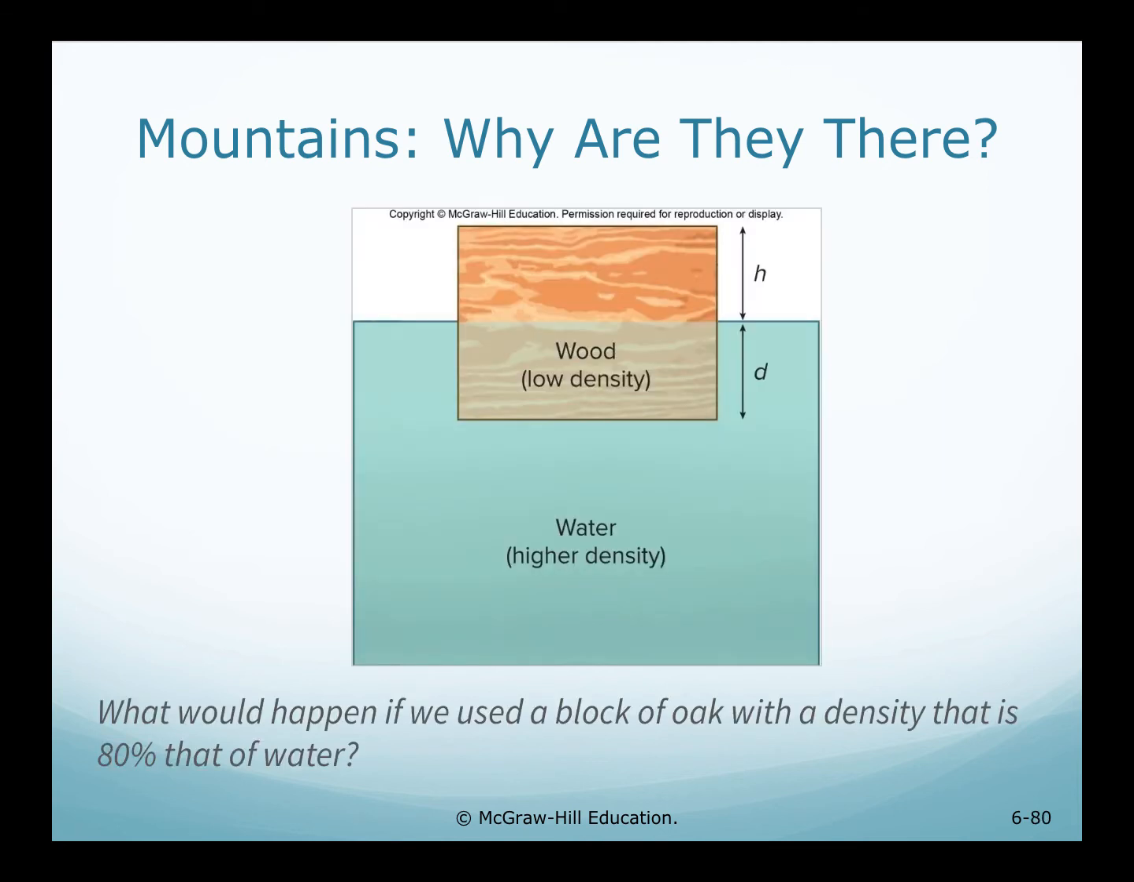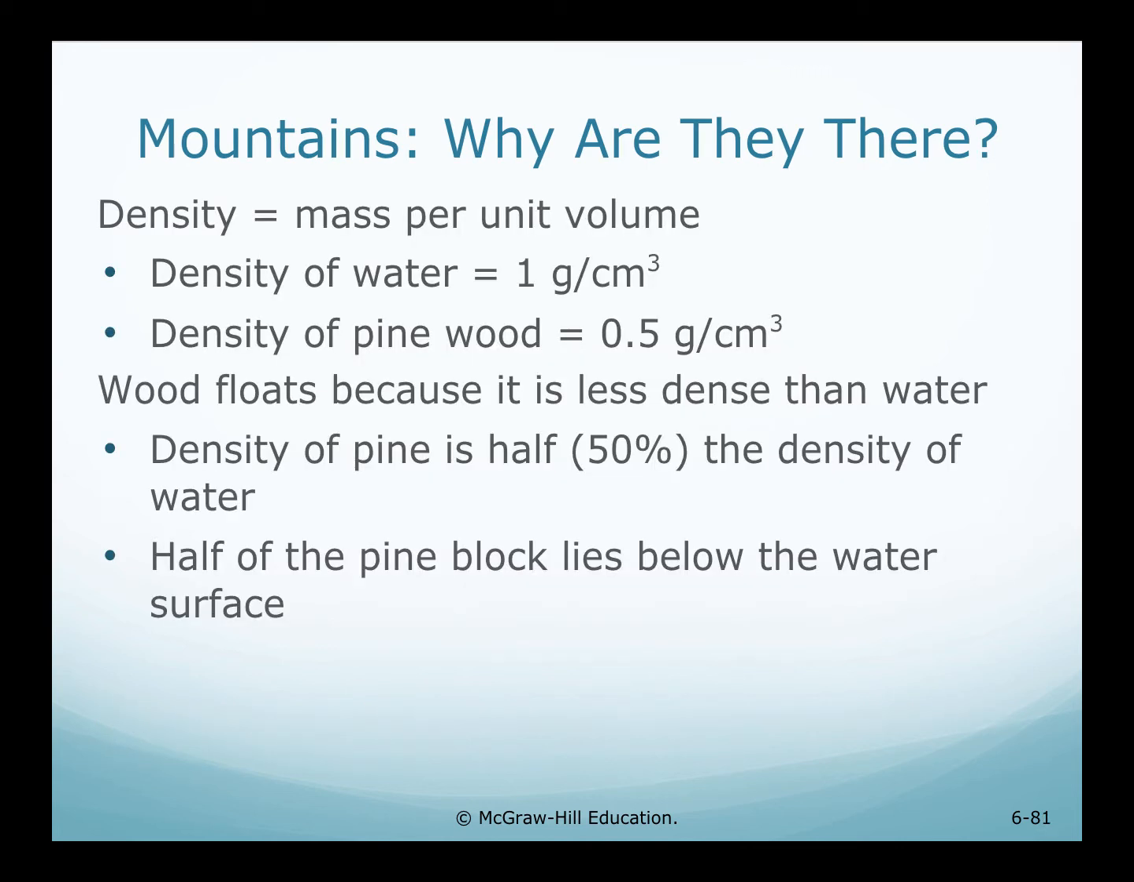What would happen if we used a block of oak with a density that is 80% of water? Well, density is mass per unit volume. In other words, how many molecules are there in a specific amount of space? The density of water is 1 gram per centimeter cubed. The density of pine wood is half a gram per centimeter cubed.